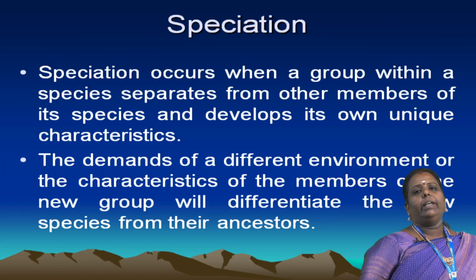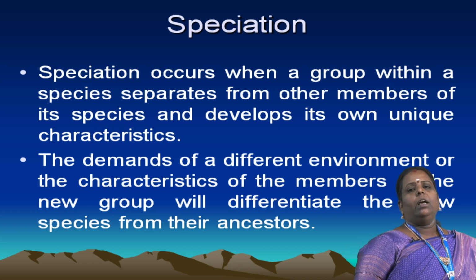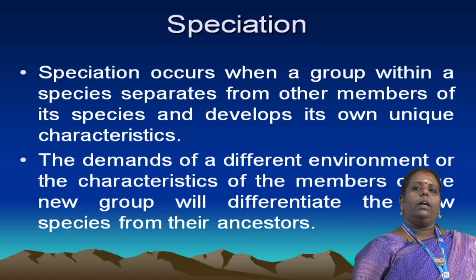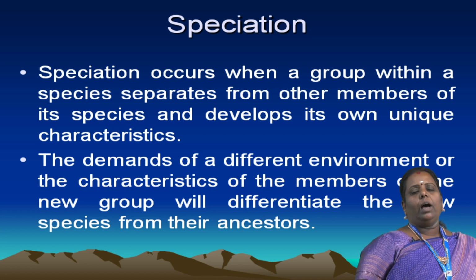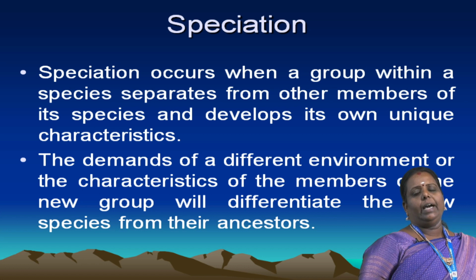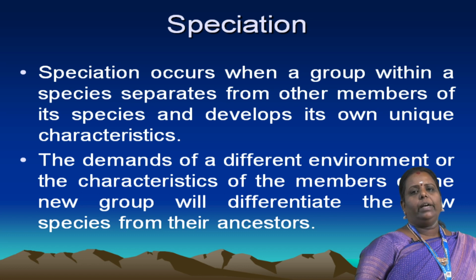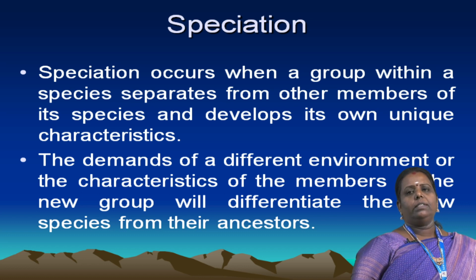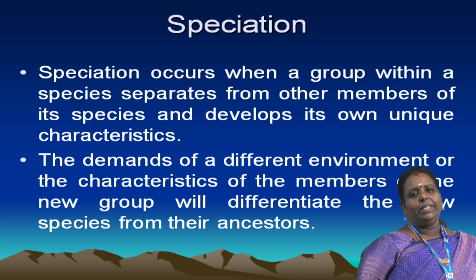Speciation. This is one of the evolution topics: species formation is called speciation. Speciation occurs when a group within a species separates from the other members, and the group develops its own unique characters. When organisms, any living animals occurring in the same places, adapt to the formation of new things and have their own unique characters, that is called speciation.